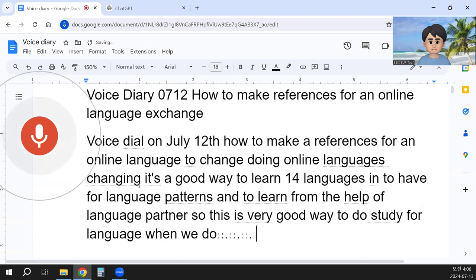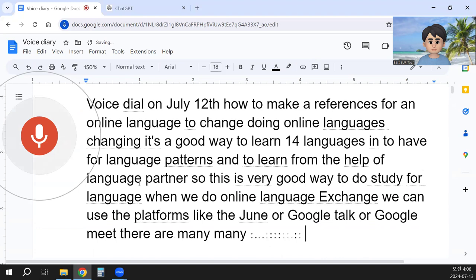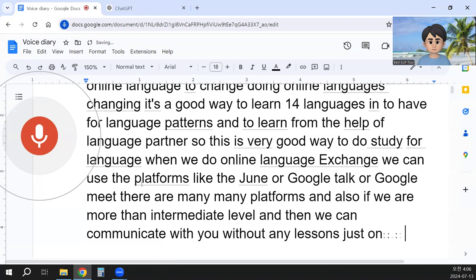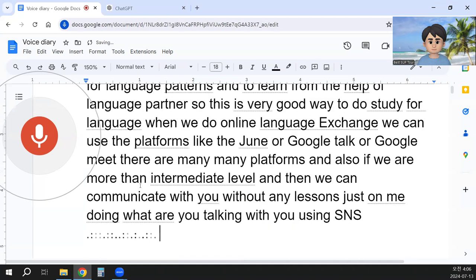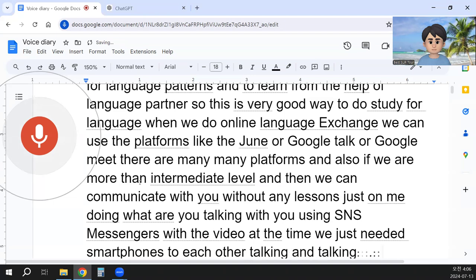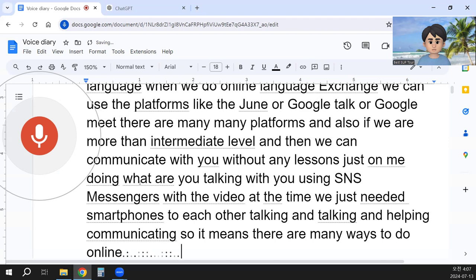When we do online language exchange, we can use a platform like Zoom, Google Talk, or Google Meet. There are many, many platforms. Also, if we are at more than intermediate level, we can communicate without any reference, just doing free talking using SNS messengers with video. At that time, we just need smartphones to talk to each other and help communicate. So there are many ways to do online language exchange.